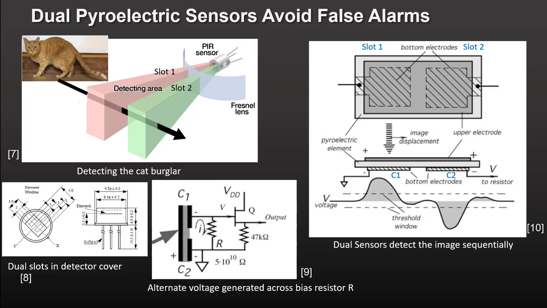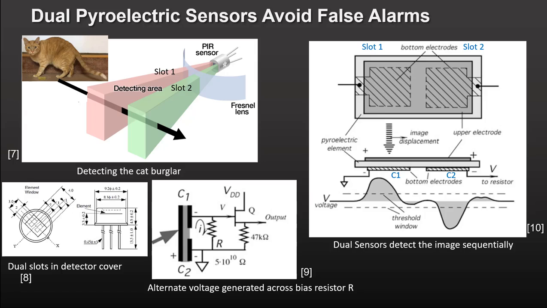When the thermal image moves from one electrode to another, the current I flowing from the sensing element to the bias resistor R changes. It goes from 0 to positive, then back to 0, then to negative, and again back to 0. The resistance R must be very high, on the order of 10 gigaohms.